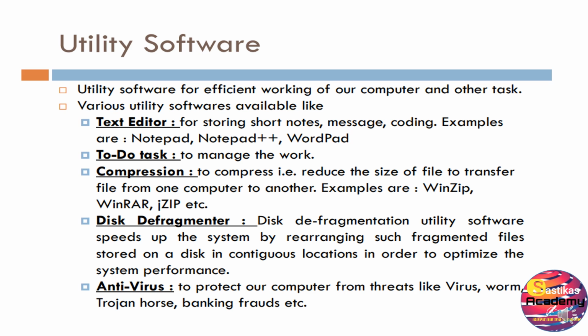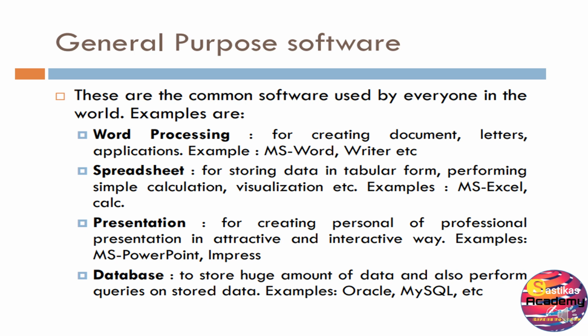And antivirus is used to protect our computer from threats like virus, worm, Trojan horse, banking frauds, etc. The utility software antivirus is used. So text editor, to-do task, compression, disk defragmenter, antivirus, all are utility software. General purpose software means all must install it because it is a needed basic thing. Word processing, spreadsheet, presentation, database, everyone can use this general purpose software.